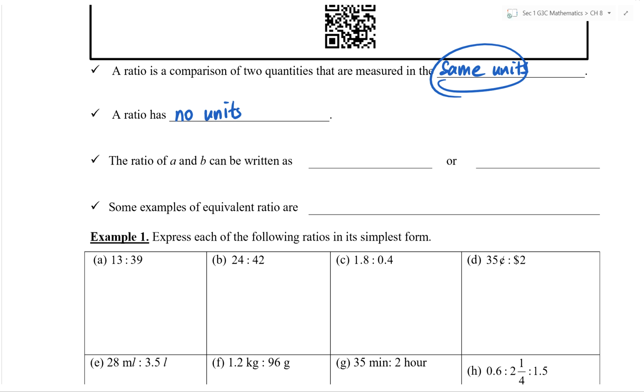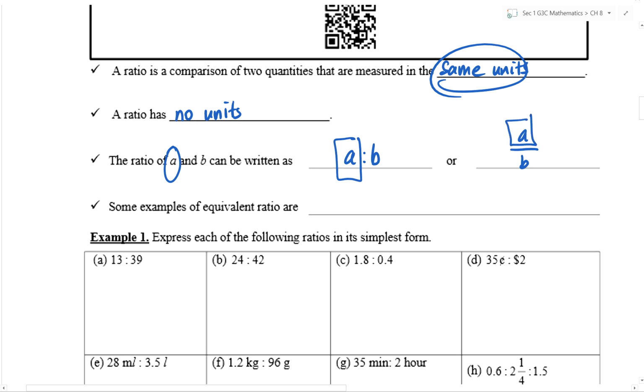Now the ratio of A and B can be written as A with a colon B, or we can also write it in a fraction form, A over B. The quantity that comes first will be written first. Alternatively, it will be written as the numerator of the fraction. Ratios can be written in a few different forms, and they are also equivalent.